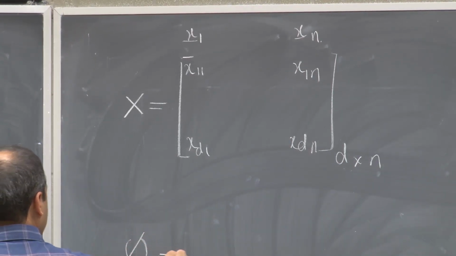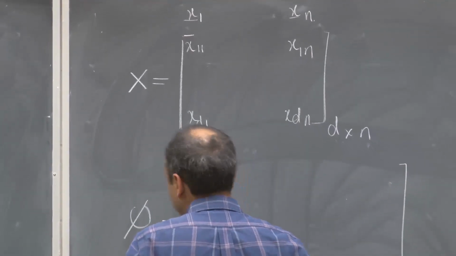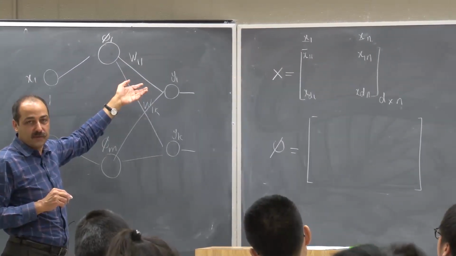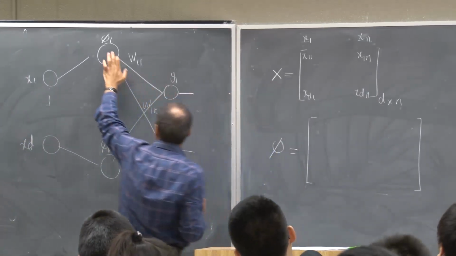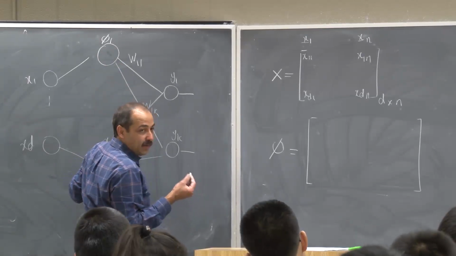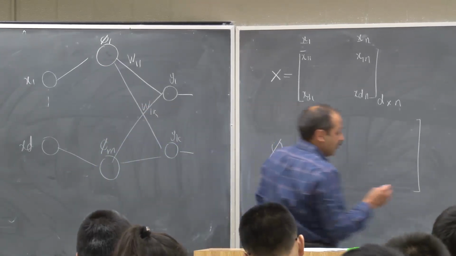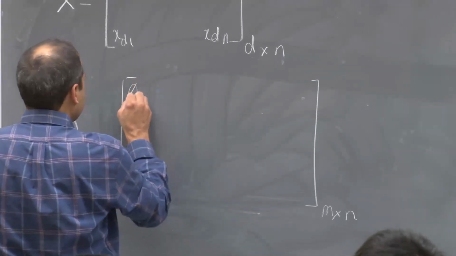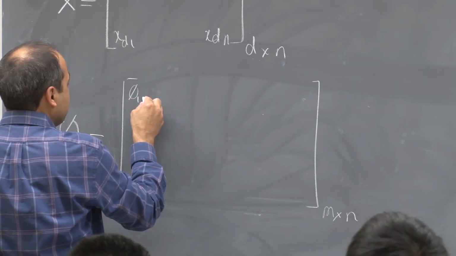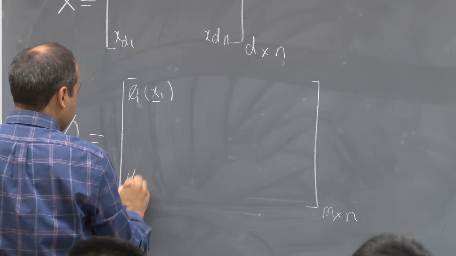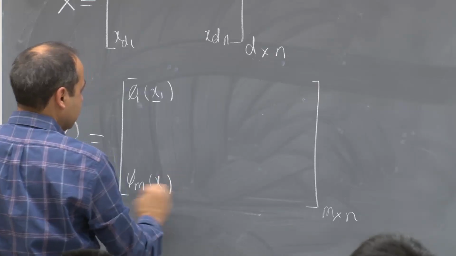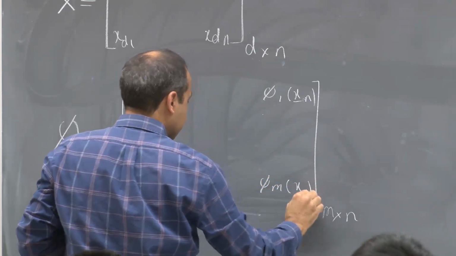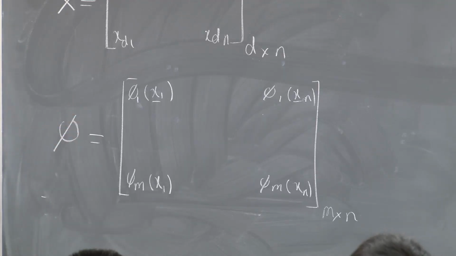I define a matrix phi of all of these values that these m functions can compute for all n of my data points. My first data point will be applied to phi 1 and has a value, and applied to phi m and has a value. So in total, I have m times n values: when phi 1 is applied to x1, when phi m is applied to x1, when phi 1 is applied to xn, and when phi m is applied to xn. There are m times n values. I put them in a matrix of this form.